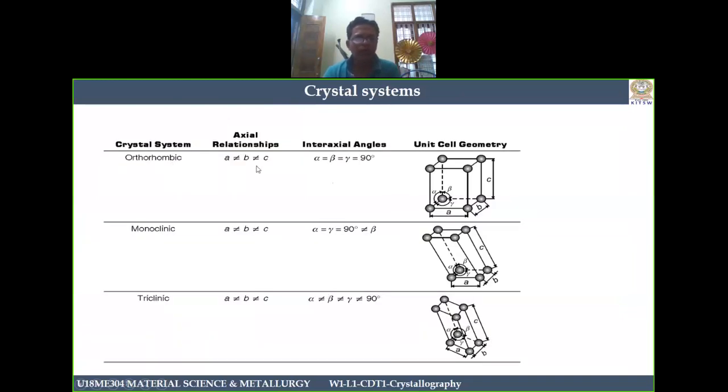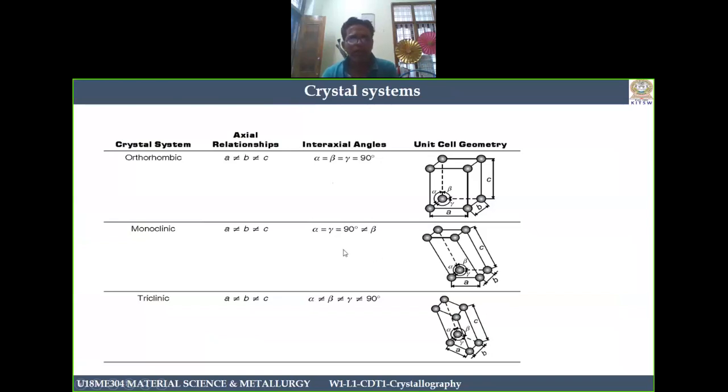Next system is orthorhombic. Here you can see A is not equal to B is not equal to C, whereas angles are 90 degrees. So all sides are different in orthorhombic. Next is the monoclinic, where all sides are not equal, whereas alpha is equal to gamma. Here alpha is equal to gamma is 90 degrees, but it is not equal to beta.